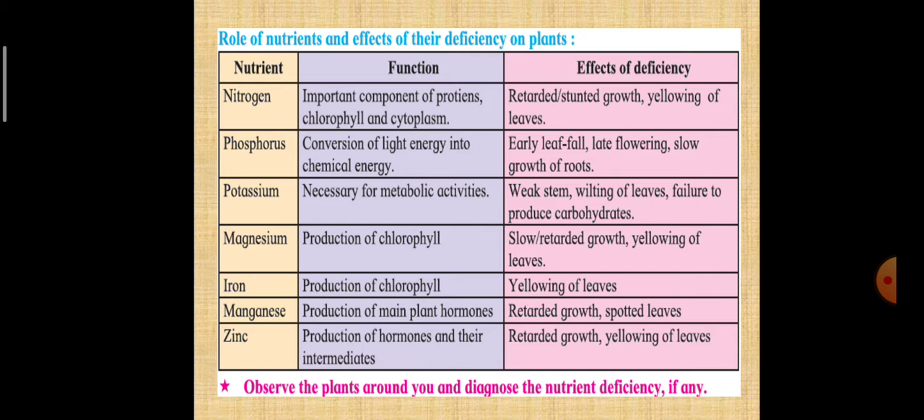Magnesium is required in the production of chlorophyll, so if it is less, then growth will be affected. Iron is also required in chlorophyll production, so leaves will start becoming yellow. Manganese is required in the production of plant hormones, so if it is not there in proper amount, no proper growth. Zinc is for the production of hormones and their intermediates. If it is not there in proper amount, retarded growth and yellowing of leaves can be observed.